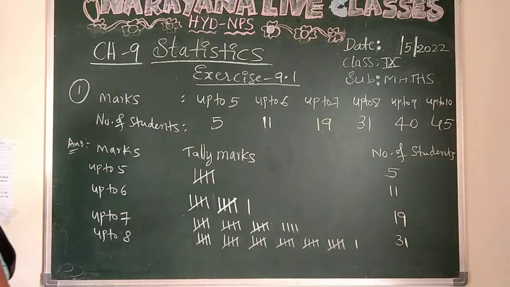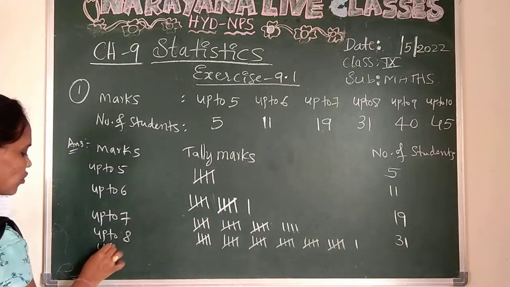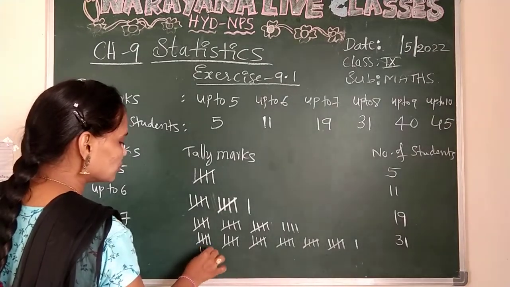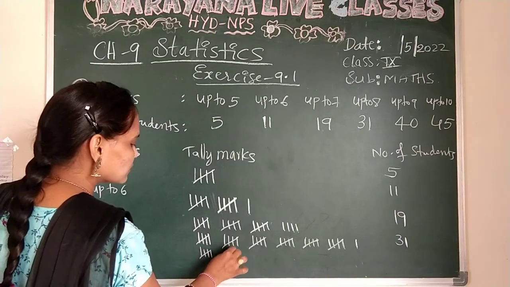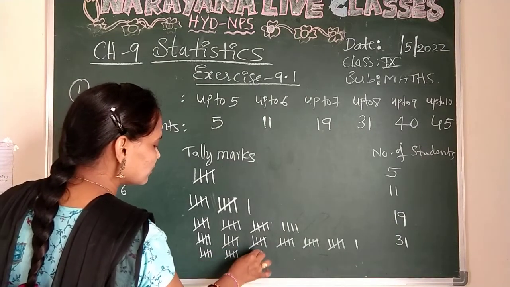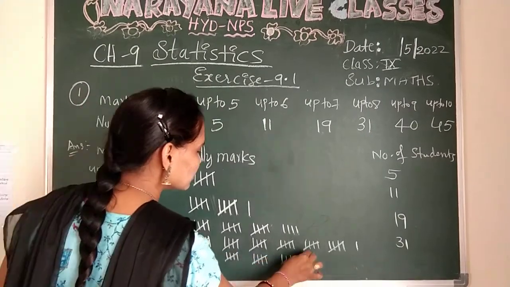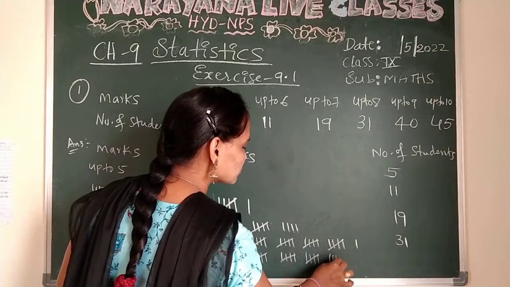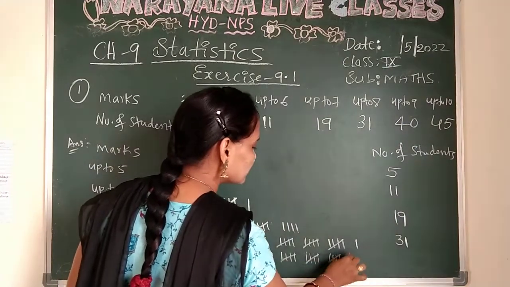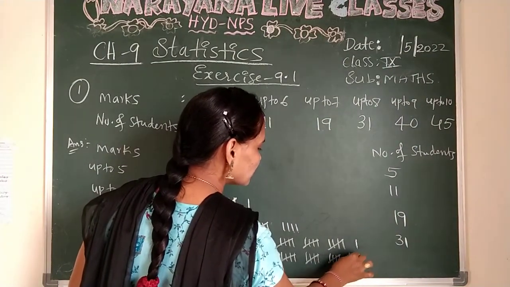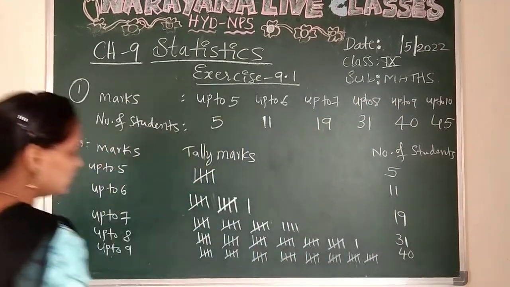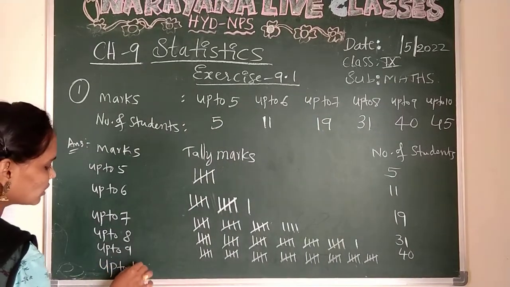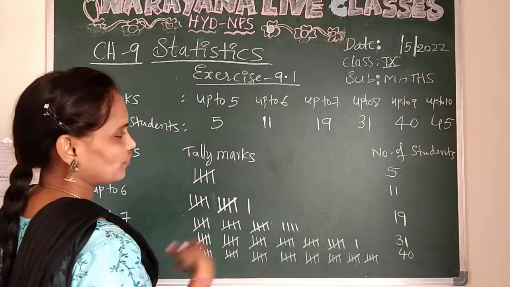Next up to 9, 40. Up to 9, 40. 1, 2, 3, 4, 5, 6, 7, 8, 9, 10, 11, 12, 13, 14, 15, 21, 22, 23, 24, 25, 26, 27, 28, 29, 30, 31, 32, 33, 34, 35. These are 40. Next marks up to 10. Up to 10 only 45.